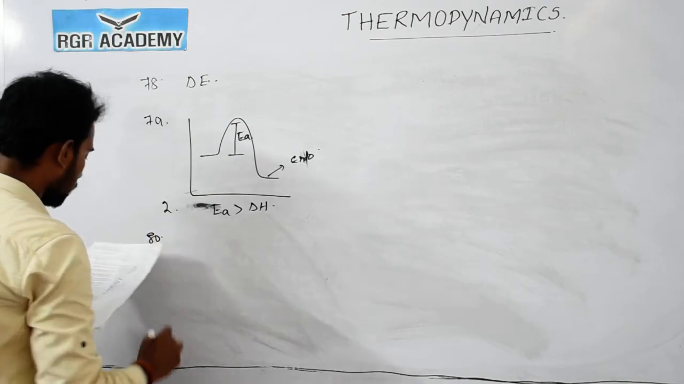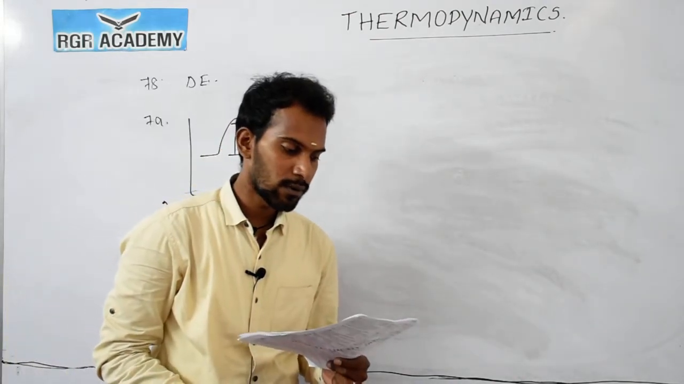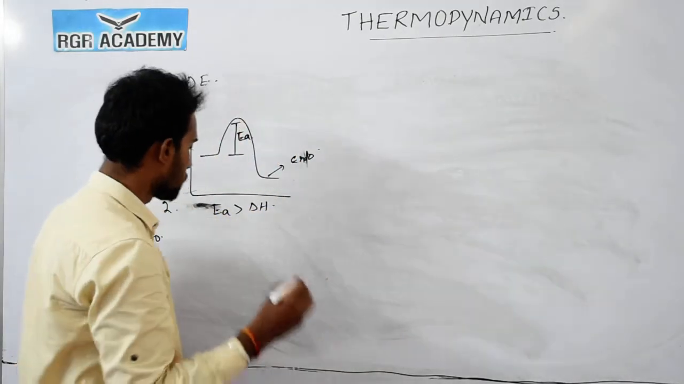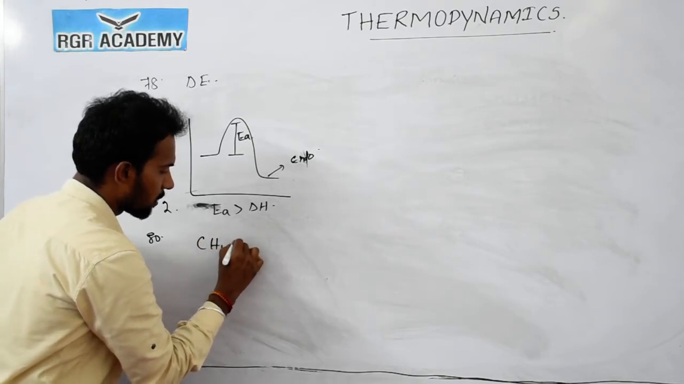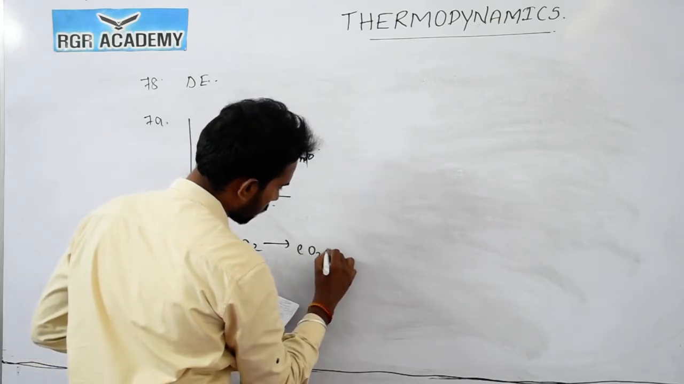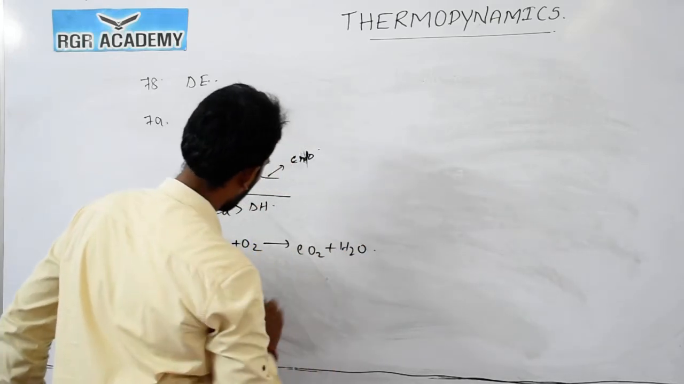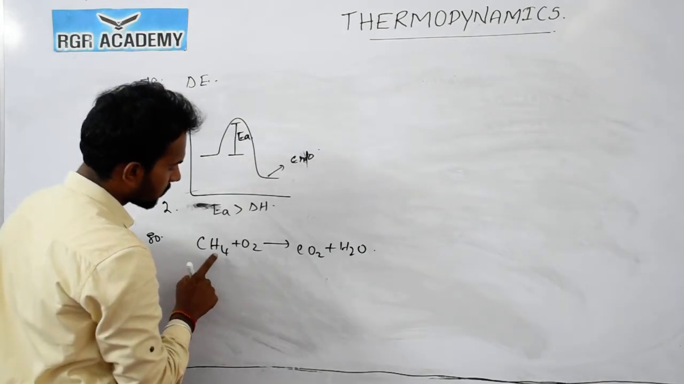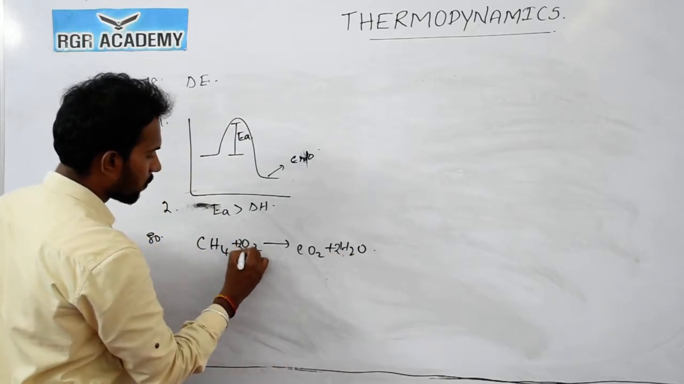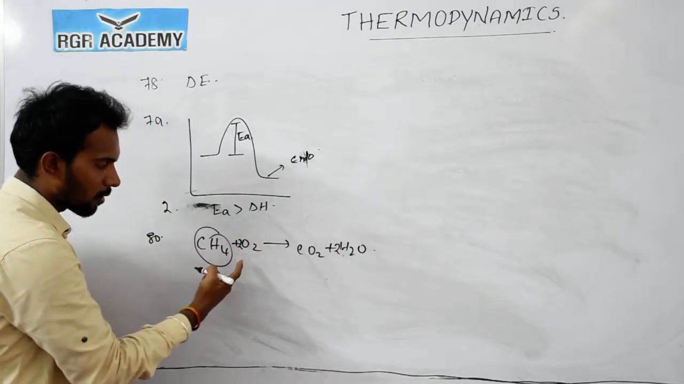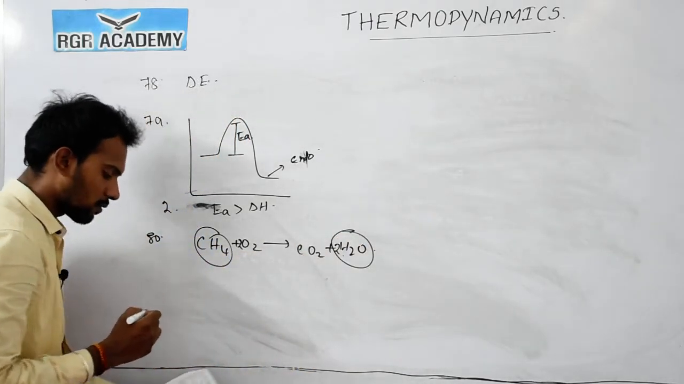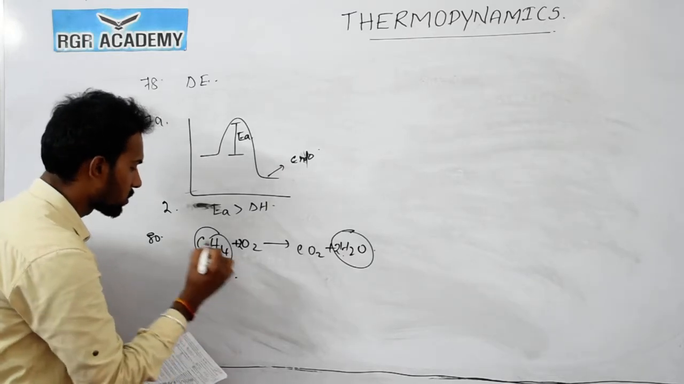Question number 80. 8 gram of CH4 is completely burned in air, the number of moles of water produced. So CH4 reacts with O2 and forms CO2 plus H2O. Here there are 4 hydrogens, so 2 H2O. So 1 mole of CH4 reacts with 2 mole of O2 and gives 2 mole of H2O. So 2 moles of H2O are produced.